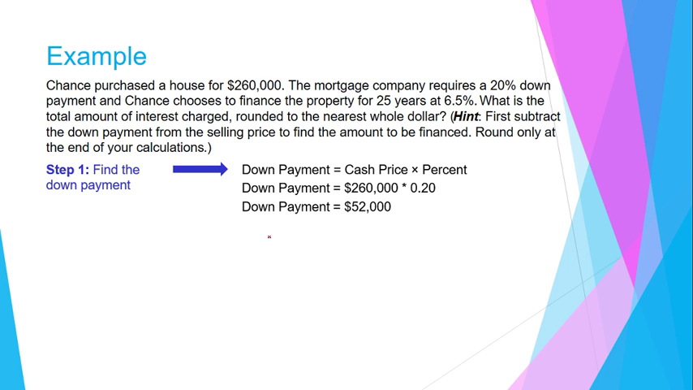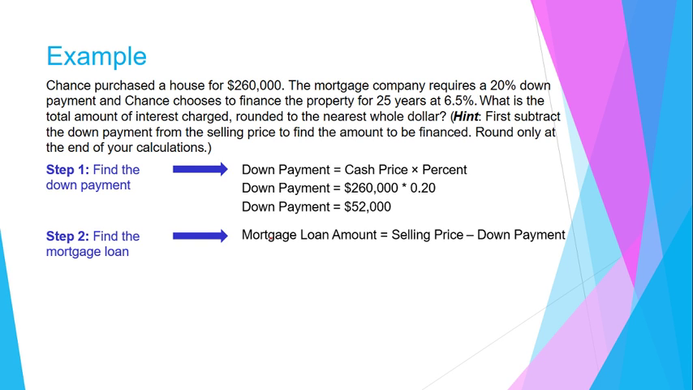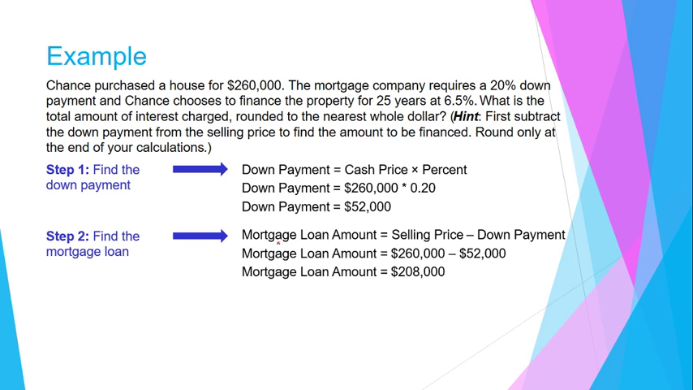Next thing we need to do is find the mortgage loan. Subtract the down payment from the cost of the house, which gives us $208,000. That means we are financing, we're taking a loan out for $208,000. Keep that number in mind. We're going to use that next.